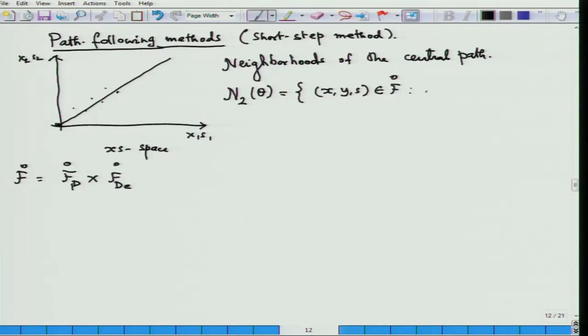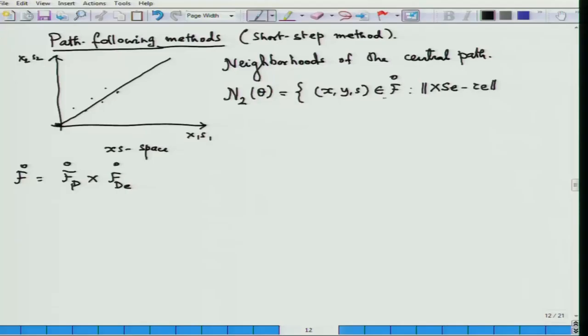So, this tells you the standard Euclidean norm, the standard distance finding computation. Once you know the duality measure at a particular point, find all such points which are of this form, where tau is the duality measure, that is x inner product s by n. This has to be bounded by theta times tau, where e is obviously 1 1 1 1, the vector of 1s. So, theta is a quantity which could be 0, but cannot become 1. So, I am defining a neighborhood.